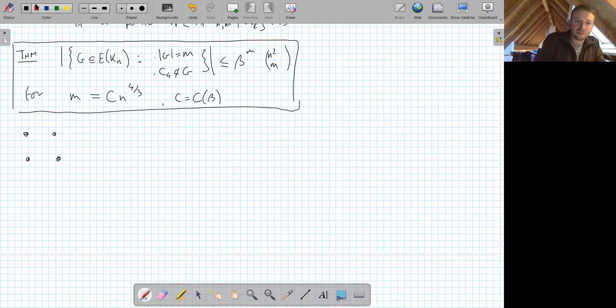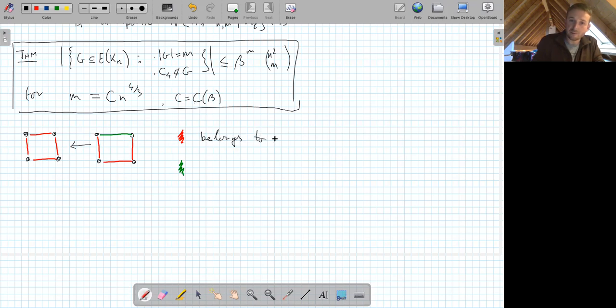Instead of counting this, what we are going to count is this. Oops, bigger line. What I want to show is that if we can count these green-red C4s, we can count red C4s. Red means belongs to G, and green means belongs to D, where D is some dense graph. All right, so this is what we're going to do.